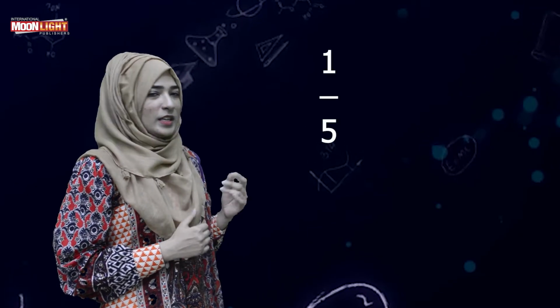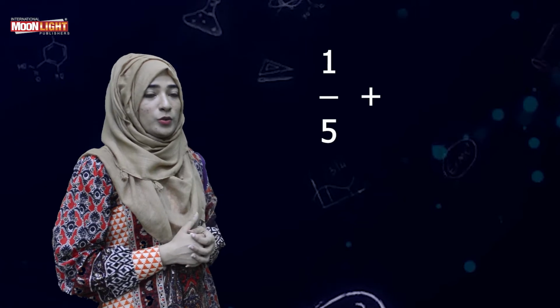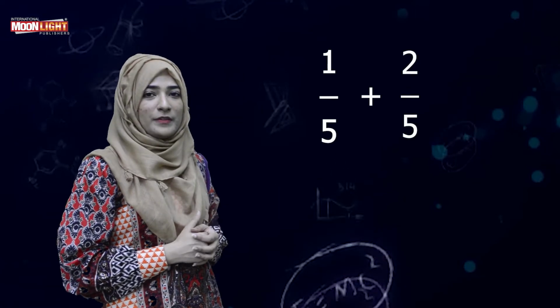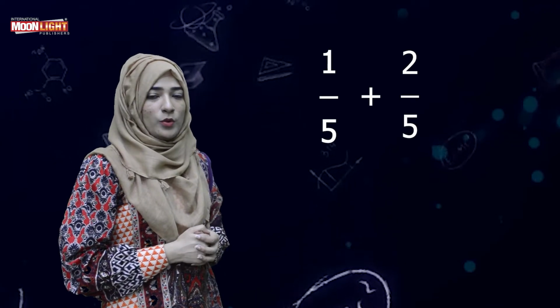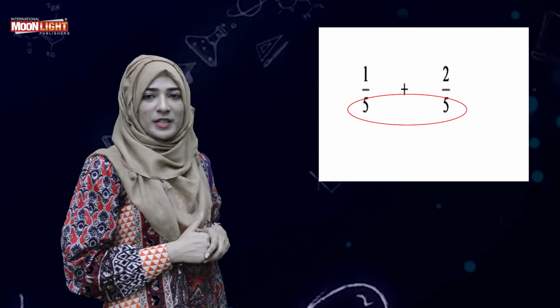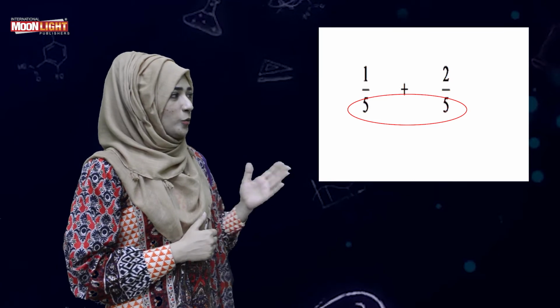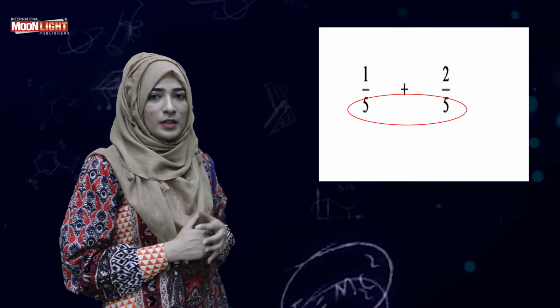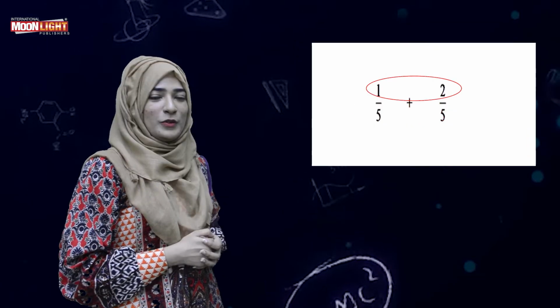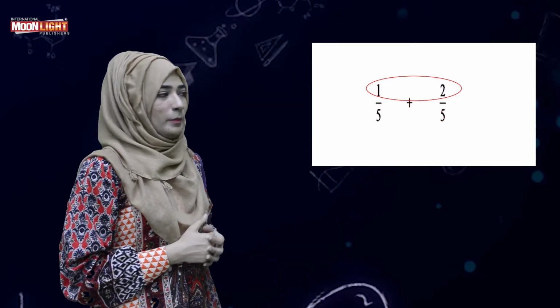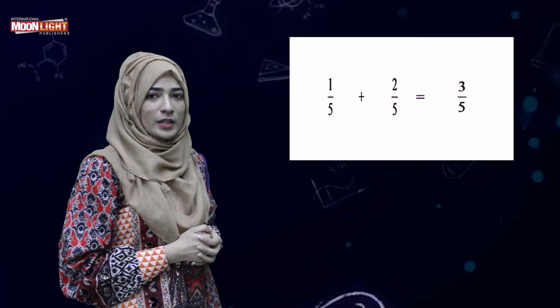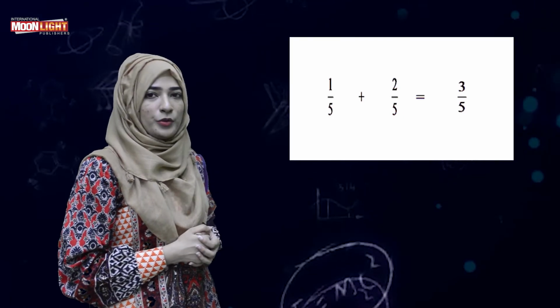Now let's add the fractions numerically. As you can see, there are two fractions we are taking, 1/5 and 2/5. Following the steps, the first step was that the denominator must be the same. As you can see, our denominator is the same, that is 5. Now the second step is we have to add the numerators, that are 1 and 2. By adding 1 and 2 we get 3. So our fraction is 3/5.